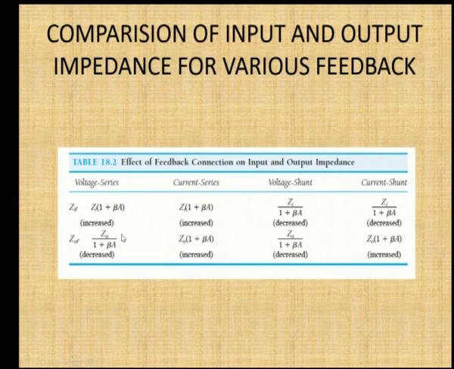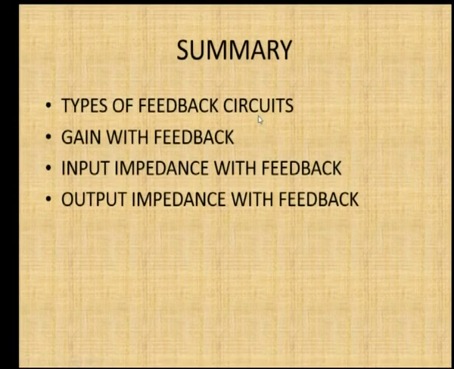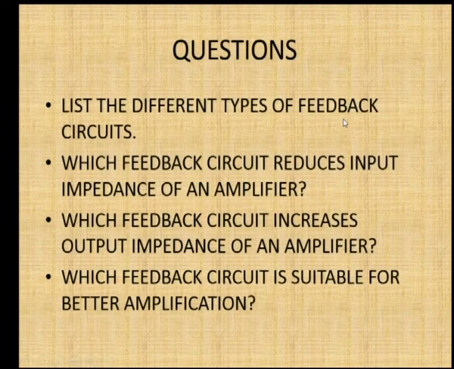And this is the comparison table about the input impedances and output impedances for all the various types of feedback networks. For voltage series, input impedance is increased and output impedance is reduced. This is what we need for any electronic circuit. Let us summarize what we have seen today. The types of feedback circuits we have seen, and the effect of feedback on the gain, and the effect of feedback on the input impedance and the output impedance we have seen. So, these are the questions you have to know.